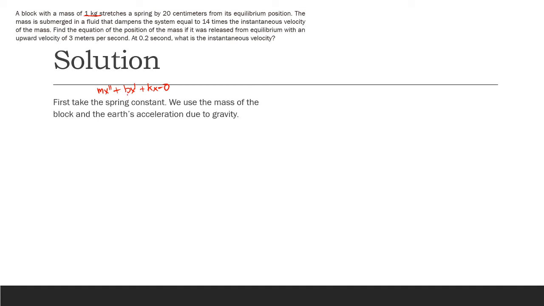Also, b is given. Our b is 14 times the instantaneous velocity. So, 14 times x prime, or the velocity. So, our b is 14. We just need to solve for k. So, let's use this equation: mg is equal to kx. Our mass is 1 kilogram. Our gravity is 9.8 meters per second squared.